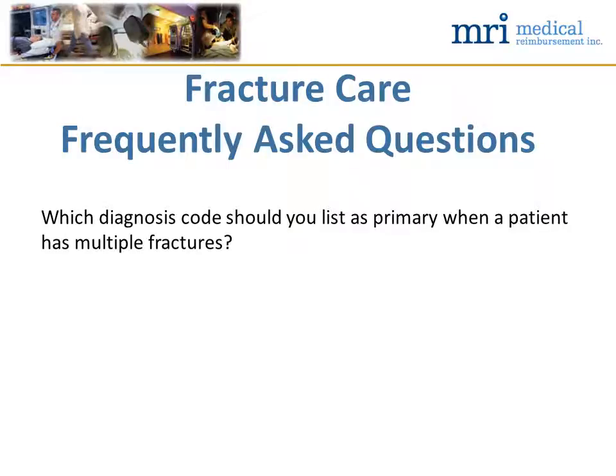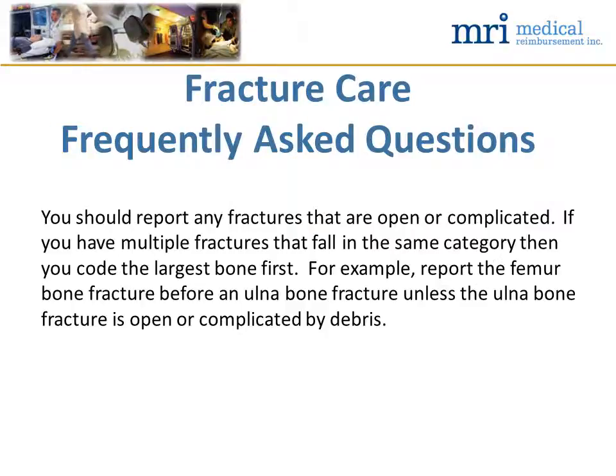What if you have multiple diagnoses with fractures? Which diagnosis code should you list as primary? You should report any fractures that are open or complicated first. If you have multiple fractures that fall in the same category, then you code the largest bone first. For example, report the femur bone fracture before an ulna bone fracture, unless the ulna bone fracture is open or complicated by debris.